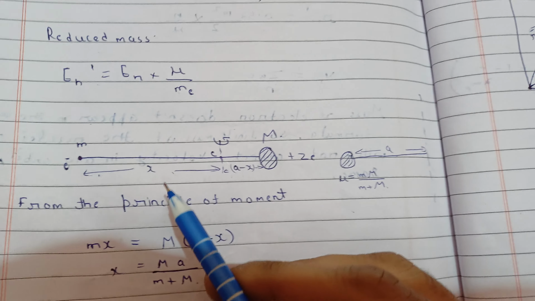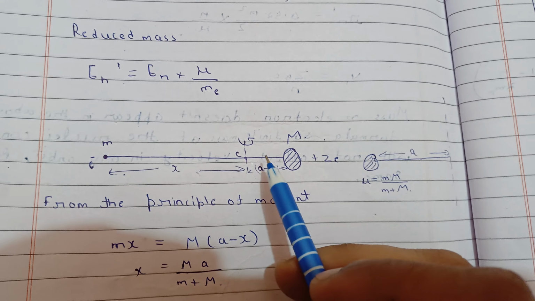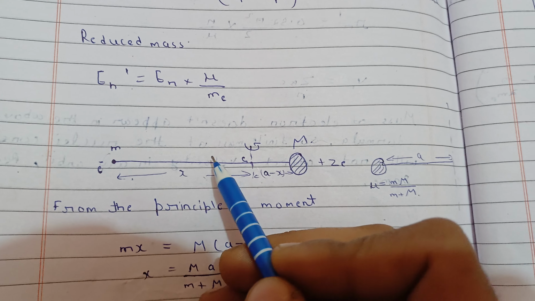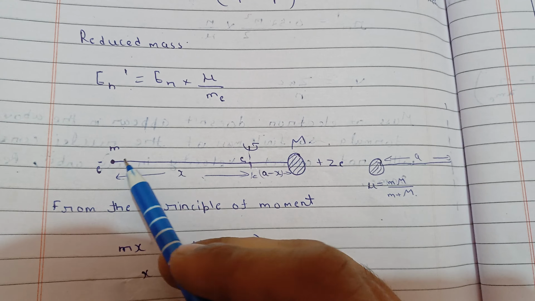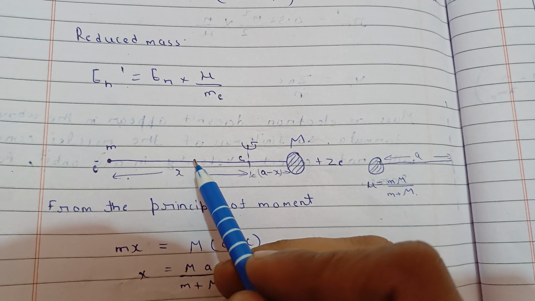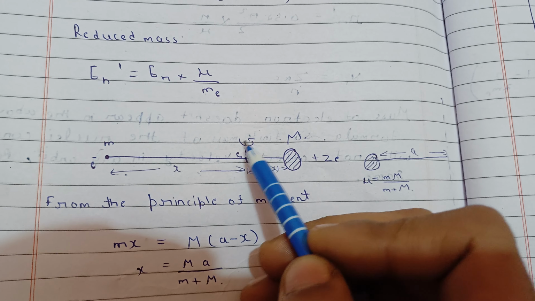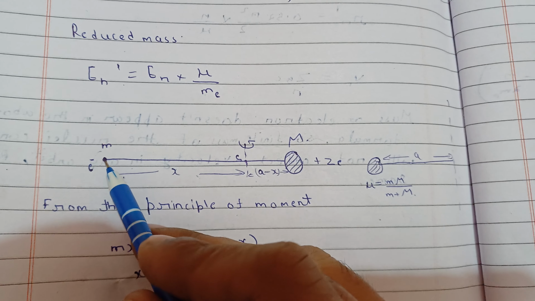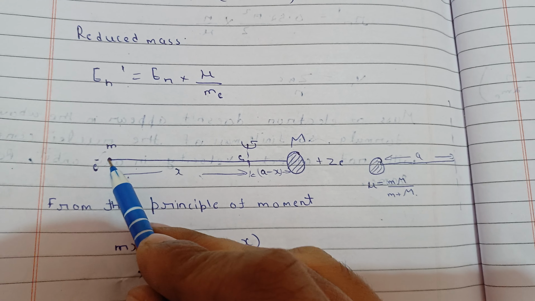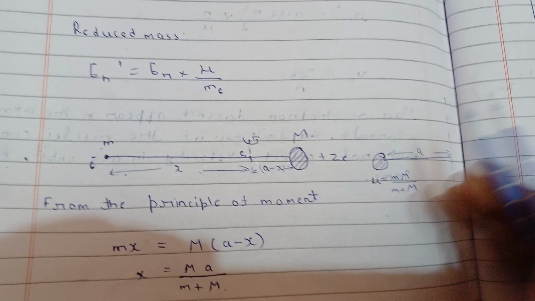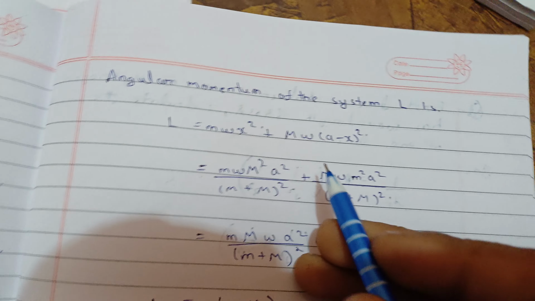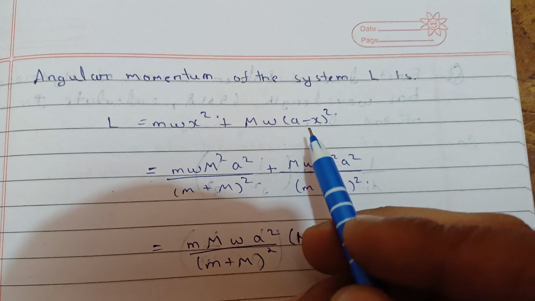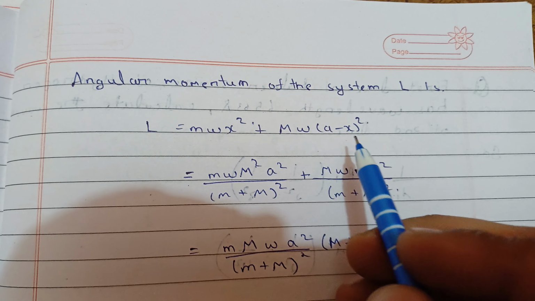Now if you want to find the angular momentum of this system, for this it will be mvr, you know the formula, then it will be m omega r squared, if you write in terms of omega, the angular frequency at which this complete system is rotating. So it will be the sum of the angular momentum of mass m and the angular momentum of capital M. So it will be m omega x squared plus M omega a minus x squared. This is simply m omega r squared, you know the formula, and this is the total sum of these angular momenta.